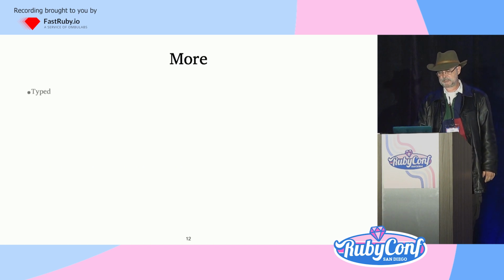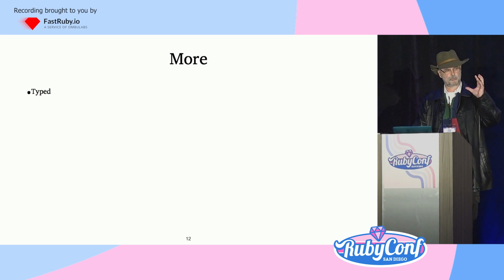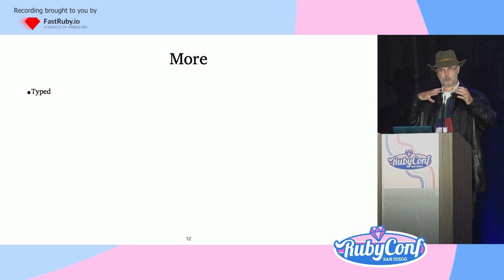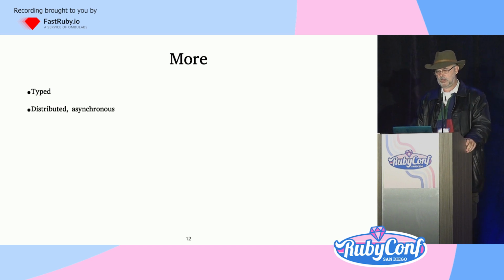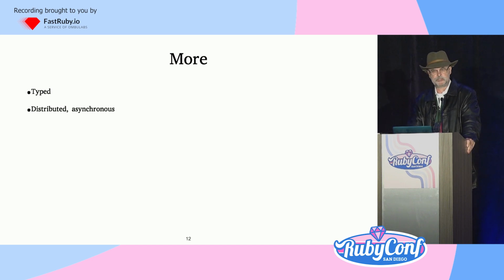Some more ideas. We can use strong typing as a way of providing metadata about what those endpoints do. The results should be inherently distributed and asynchronous, which is something we're all trying to do and we're all struggling with.